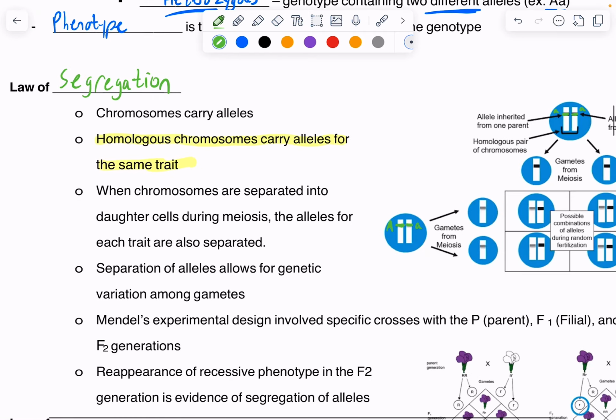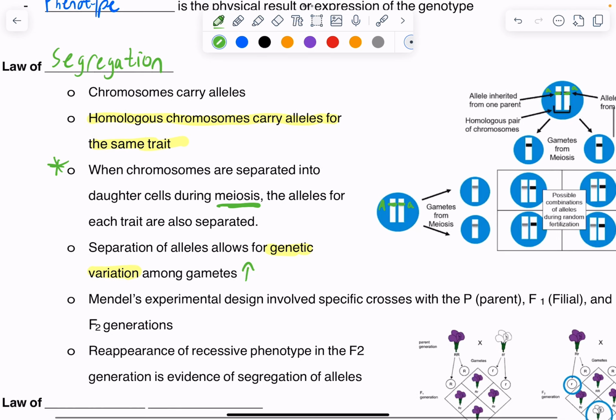And so what we'll see is when chromosomes are separated into daughter cells during meiosis, so law of segregation is all about meiosis, the alleles for each trait are also separated. And this is random, but this idea will allow for genetic variation to increase within the gametes, promoting genetic diversity.